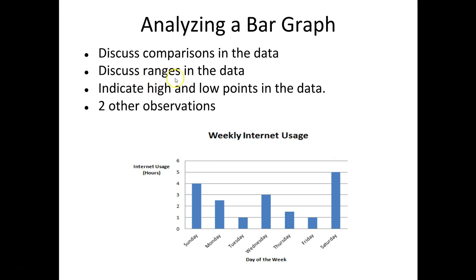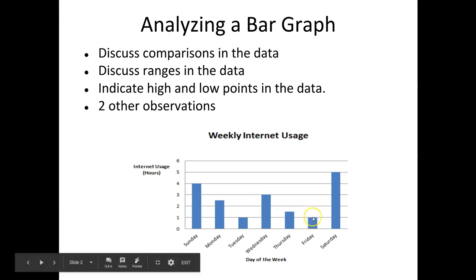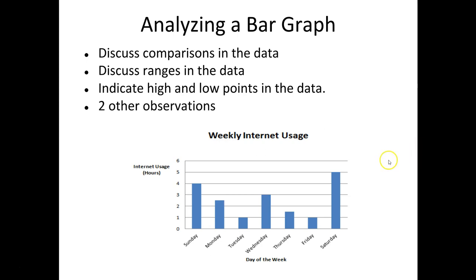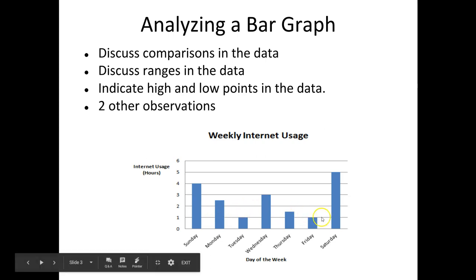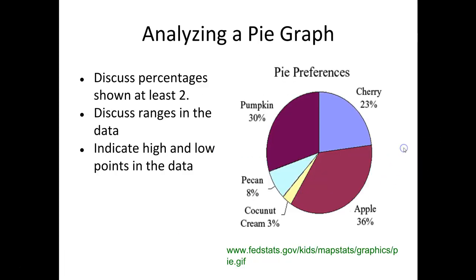Again, discuss the ranges in your data, discuss your high points and your low points, which stand out a little bit better on this bar graph as we compare some of the peaks and the valleys. And we could again state two other observations similar to what we said on the line graph. So an analysis has several different components, but it's very factual information. Students use the internet for 9 hours on the weekend, as opposed to 9.5 hours during the week. That's a fact, based upon this data.